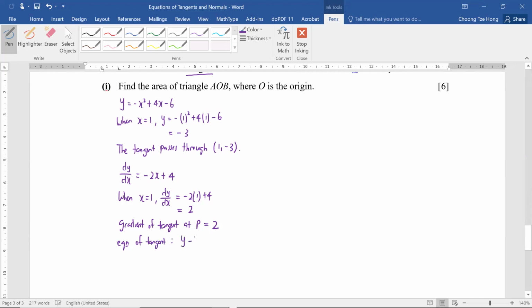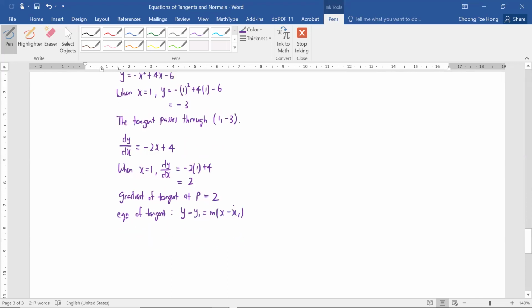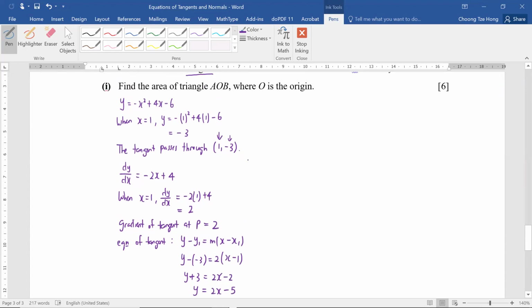Okay, so we are going to use y minus y1 equals m times (x minus x1) to find the equation of the tangent. So y1 will be this one, negative 3, equals m times (x minus x1). x1 will be this 1 over here, to get y plus 3 equals 2x minus 2. So y will be equal to 2x minus 5. This will be the equation of the tangent. Once we know the equation of the tangent, we'll be able to find the coordinates of points A and B already.